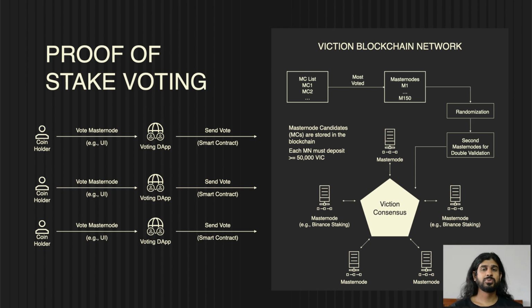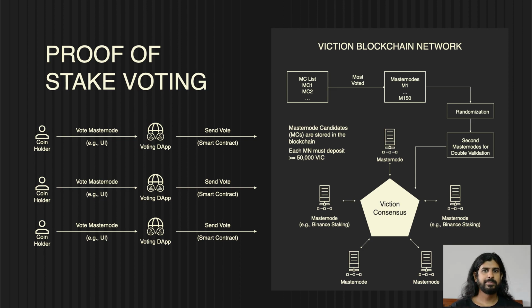The innovative system relies on a maximum of 150 masternodes running the network, and each of these masternodes is governed by users that actively stake their assets to these nodes. In order to become a masternode candidate, validators need to deposit a minimum of 50,000 VIC tokens to the voting smart contract, and you also need to meet some minimum hardware requirements to run the nodes. Then these depositors are listed as masternode candidates.